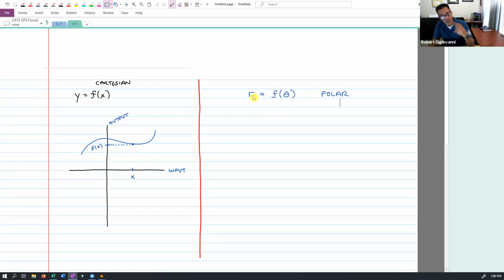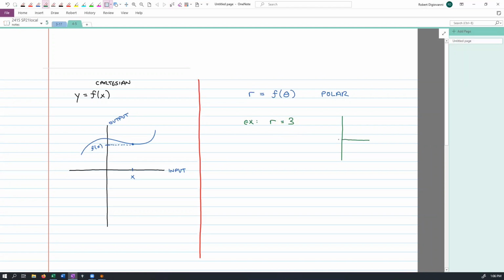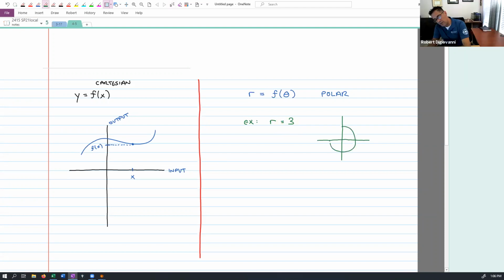Right, so let's do a simple example first. Let's say I define a function r to be equal to 3. So r is some function. In this case, it's not really a function of theta because theta doesn't appear over here, but this is a constant function. Would you all agree? It's just always 3. And this is saying that your radius is 3 all the time. So what would this draw? Just a circle of radius 3.